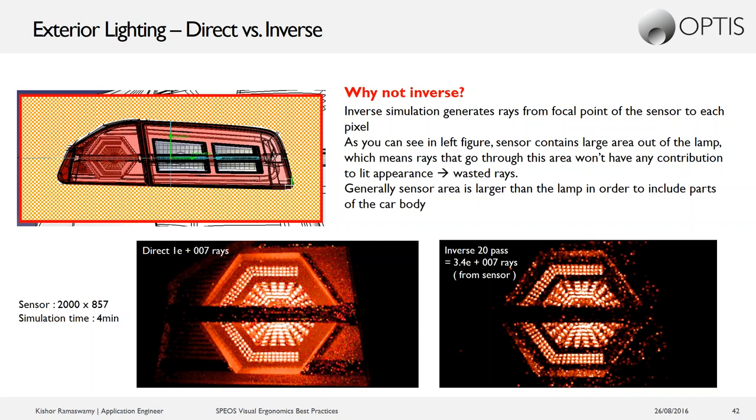Normally, the sensor area is larger than the lamp itself because we want to include other parts of the car body. So in these cases, it's faster and more efficient to use a direct simulation. So you can see a comparison on the bottom between a direct and an inverse. Roughly the same number of rays were used, and you can see the quality of the result from the left and the right. So the direct simulation produces a much higher quality for the same number of rays.